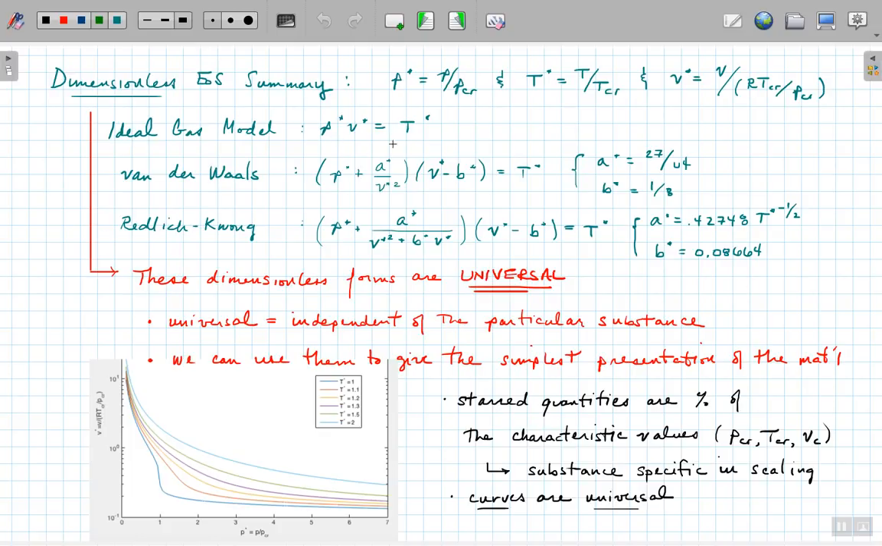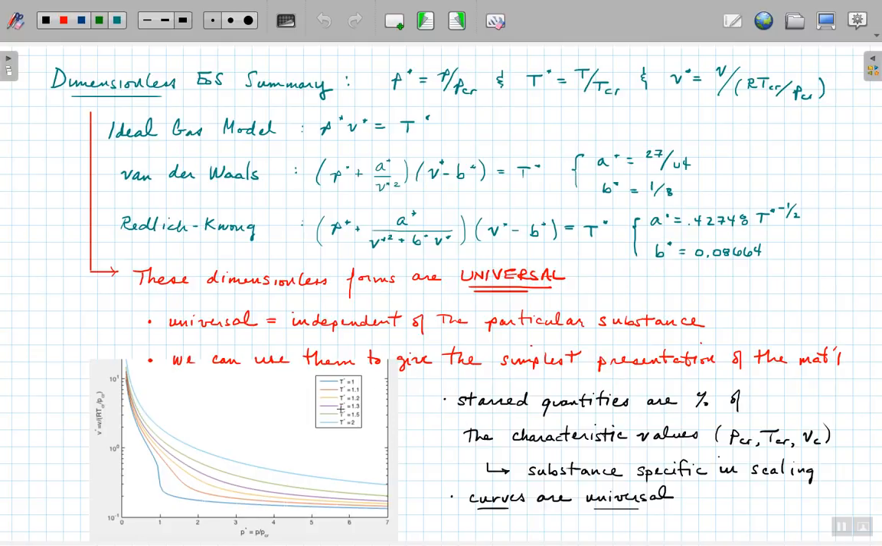So the dimensionless forms, just as a recap, here they are. We don't really have to worry about the substance-specific quantities because they're in the scalings. They're basically in the scalings of the x and y axis. So these are what we call a universal form. They're dimensionless, and they don't depend on any particular substance. So they give us the simplest presentation. If we plot V star as a function of P star for different values of T star, these are actually valid lines for any substance. So the curves are universal. It's nice.